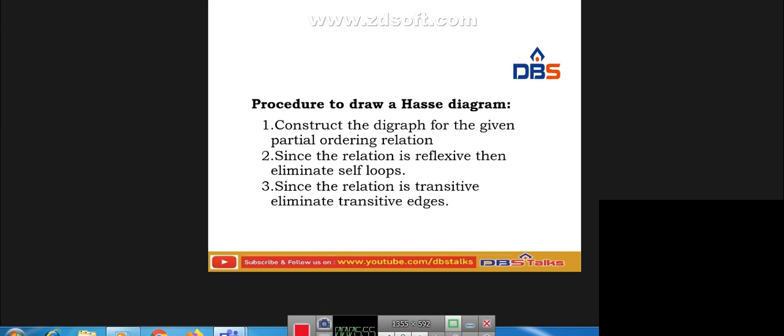If it is reflexive, we can remove self edges. If it is transitive, we can remove transitive edges. Next, eliminate arrowheads. Then we can eliminate the arrows.